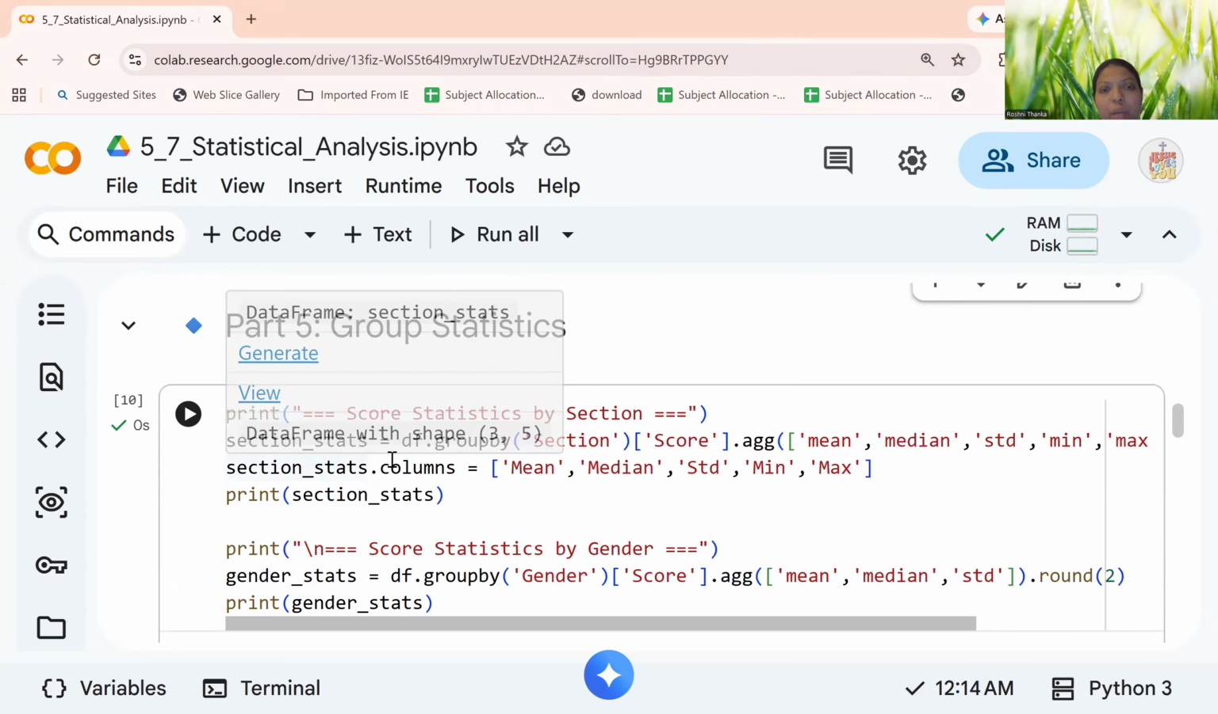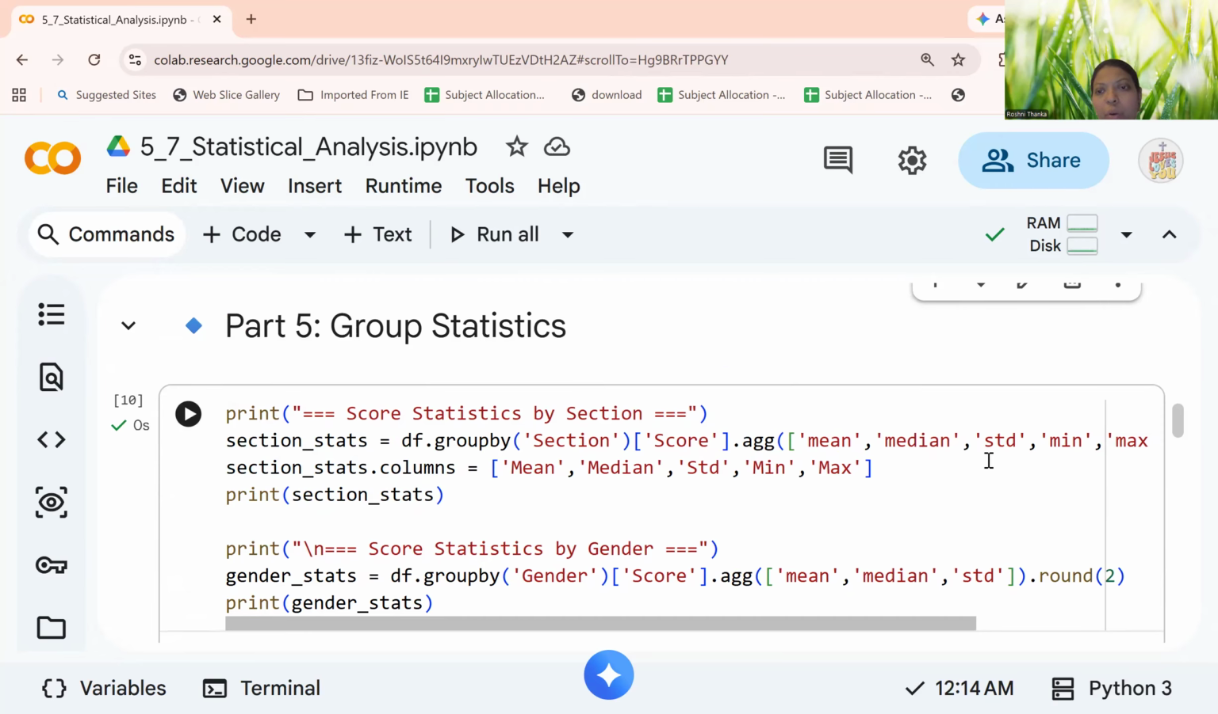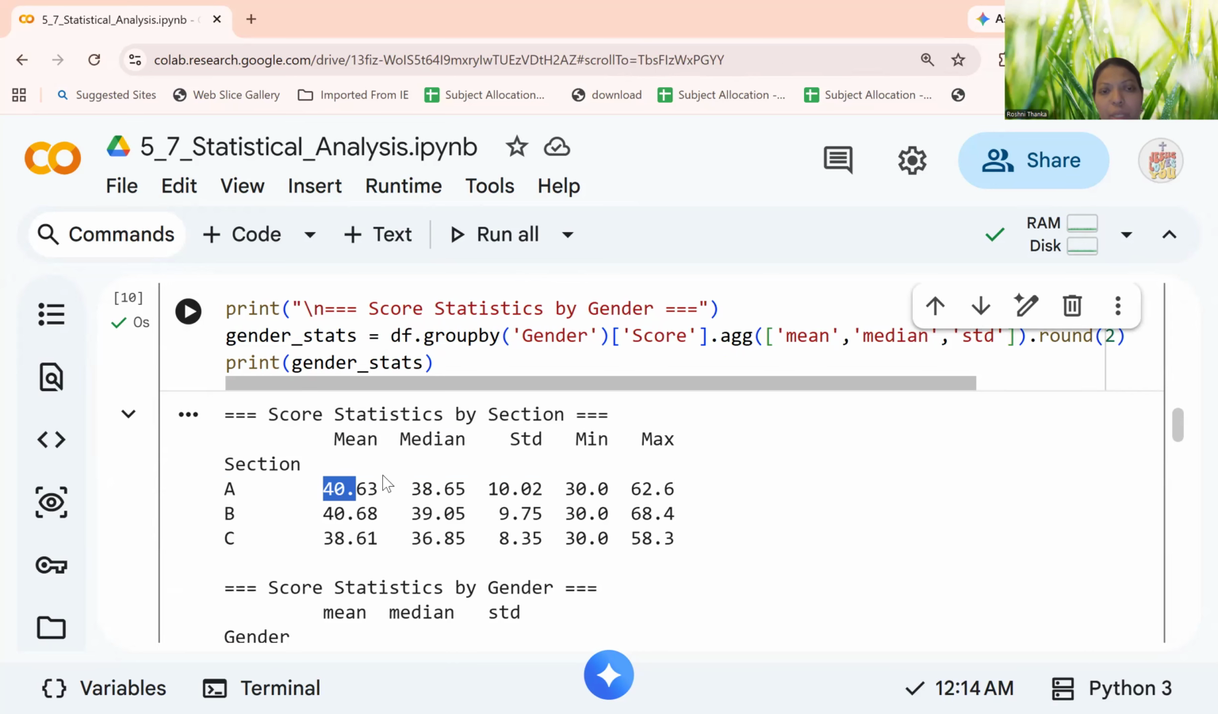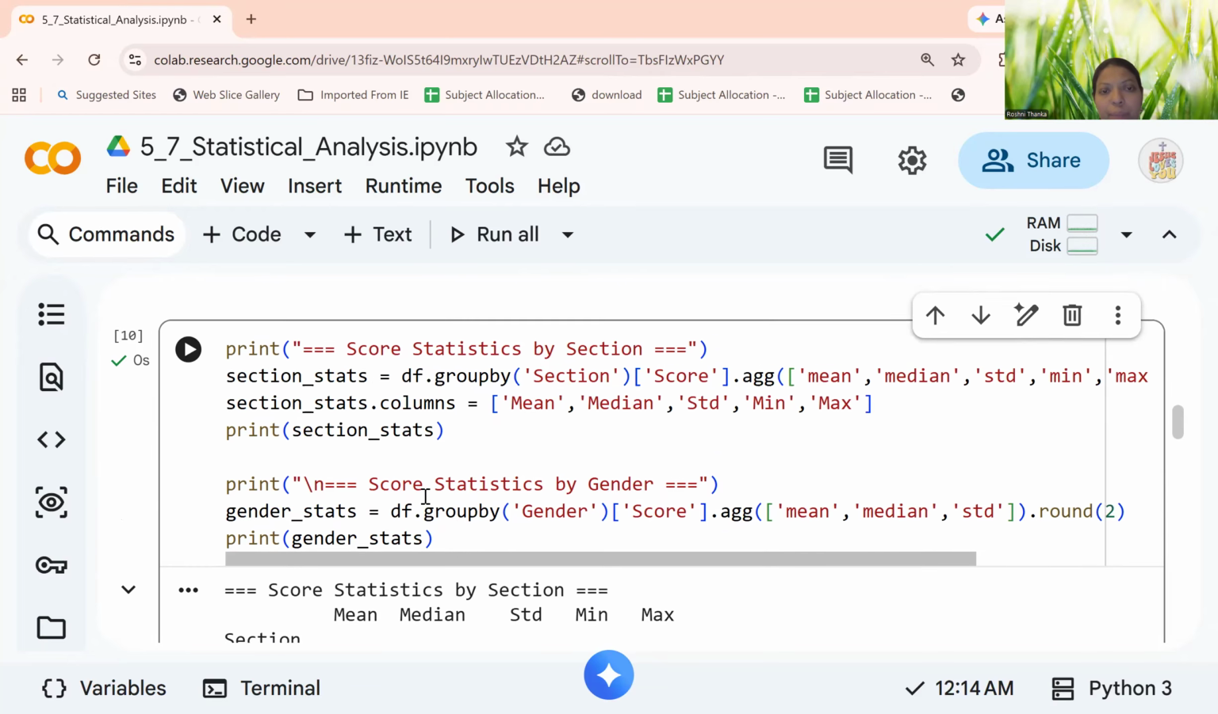So for that, we are going to give the column value. We are going to find five values, mean, median, standard deviation, min and max, the aggregation functions we are going to apply for the score. The result we get is stored in this section statistics. For every column, we are going to give a heading. Then we are going to display it so we can see the heading. And for every section, A, B, C, individually we are showing the mean, median and everything.